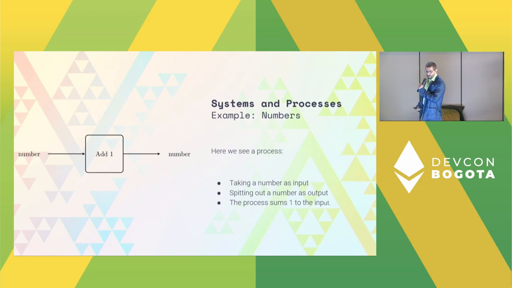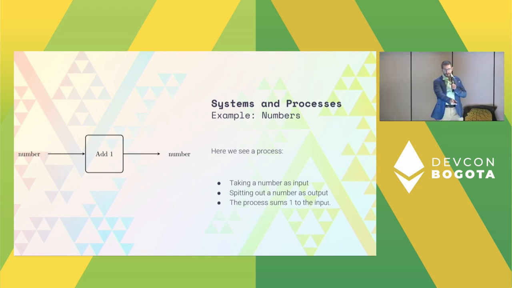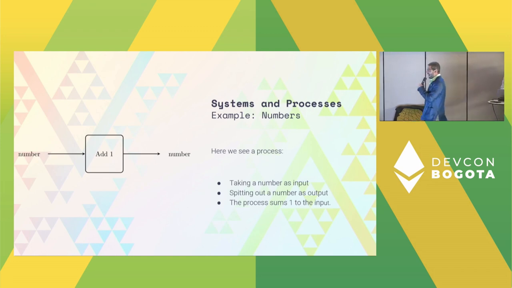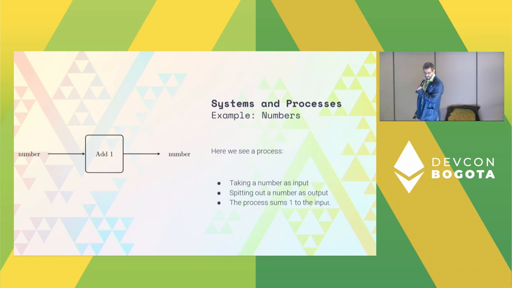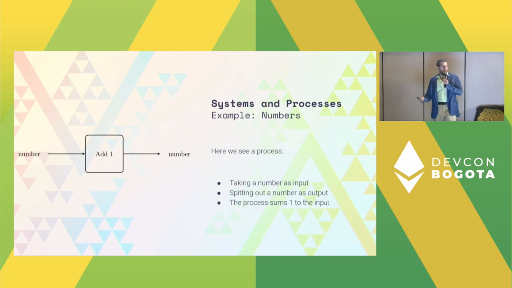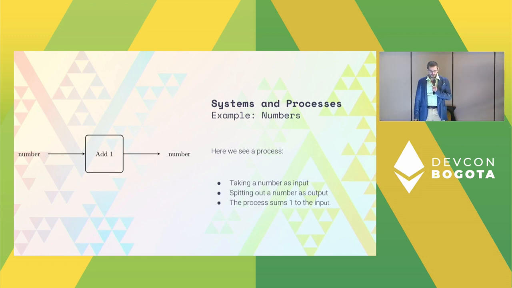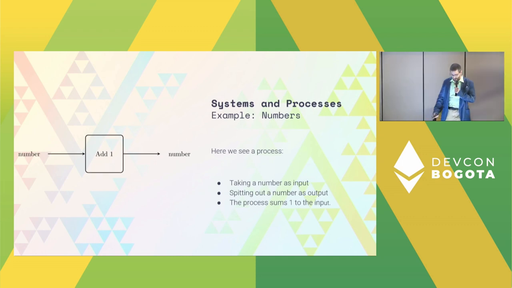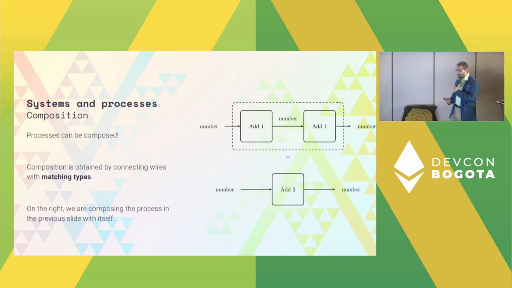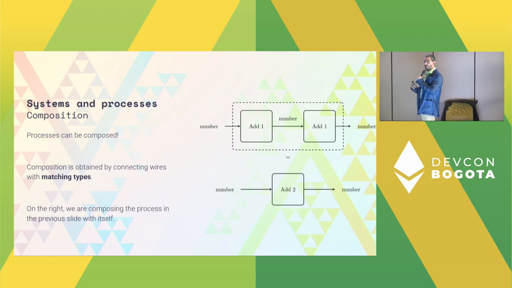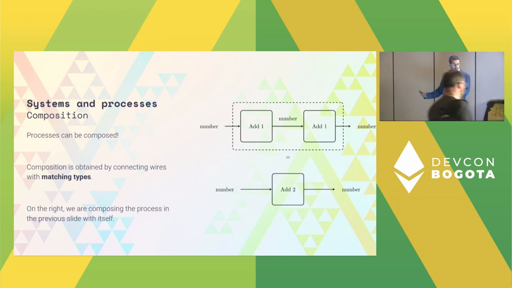So in here, we have a very simple process that we depict as a box. It just takes a number in input, adds one, and spits a number out as output. For everyone acquainted with programming, that's just like, meh. Yeah, okay. The point is that when we have a process like that, we can compose it with other processes.